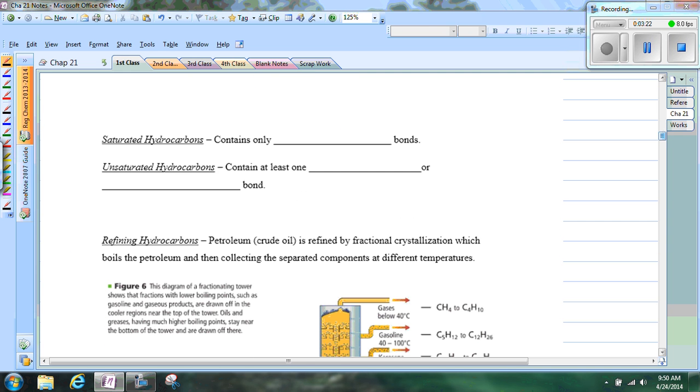A straight definition is what we mean by a saturated hydrocarbon. A saturated hydrocarbon contains only single bonds. S for saturated, S for single. If a compound with carbon has only single bonds, it's considered to be saturated. That would be a good quiz question too. Unsaturated hydrocarbons contain at least one double or triple bond.